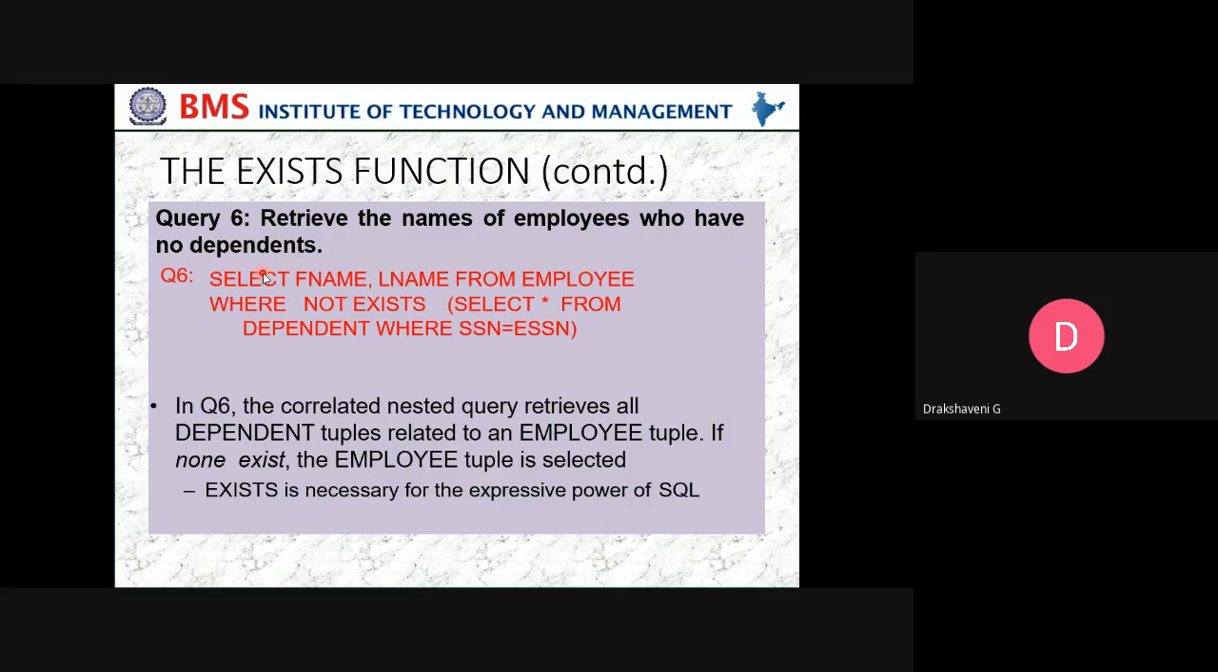Where we have used the exists function, now we use the not exists function. Select first name, last name from employee where not exists (select star from dependent where SSN equals ESSN). So that's what you can see here, not exists we have used. So a not exists query can be used.